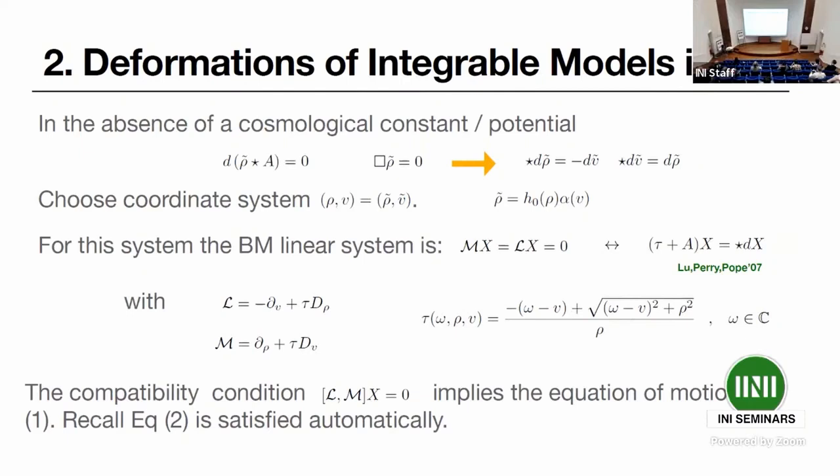The lesson to take from this slide is that the compatibility condition for L and M, which reads as the commutator of L and M acting on X equals 0, is going to imply equation 1. And since we have this freedom to pick rho as rho tilde, the box rho tilde equation is satisfied automatically.